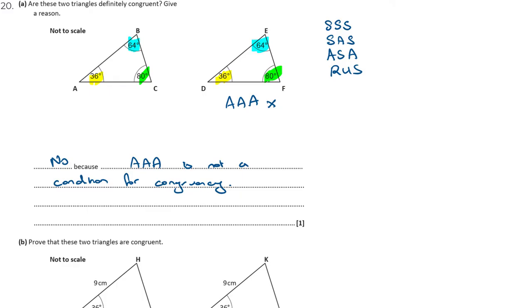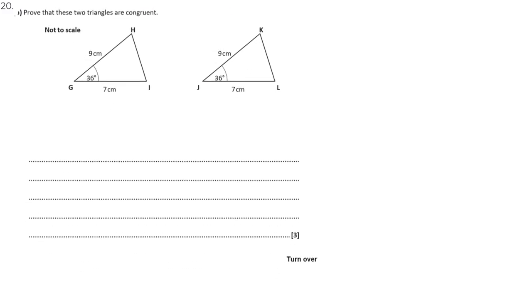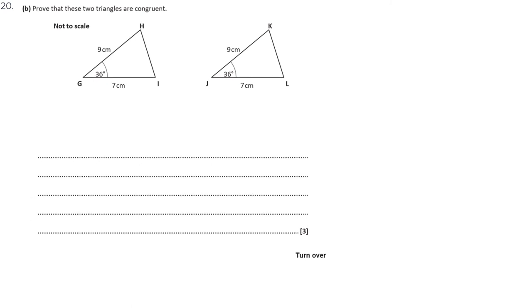Right, and then part B says prove that these two triangles are congruent. Okay. Well, here, much easier. I've got an angle that is the same, and I've got that side is equal to that side, and I know that that is equal to that. So I think we can show that these are congruent under the SAS rule, side, angle, side.